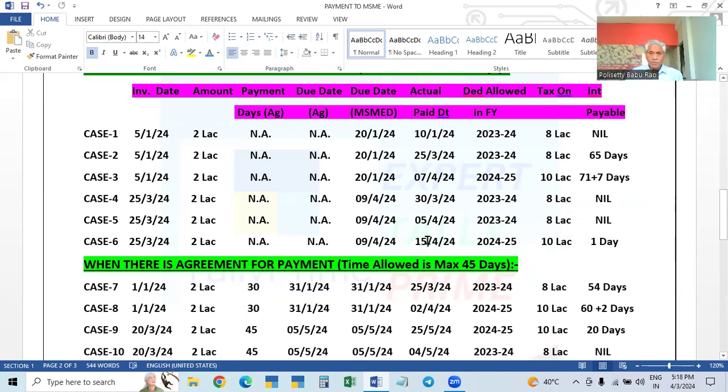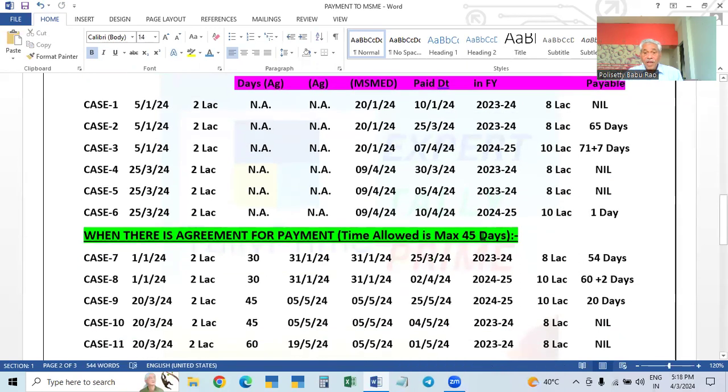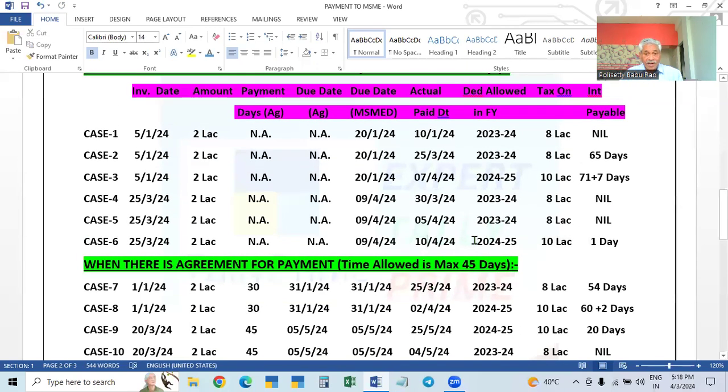We take it as 10th only, we will take up the class. I have to change that also. In 24-25 it is paid in the next financial year, so in 24-25 it will be allowed at that time. And here the delay is 1 day after the due date, so interest is paid only for 1 day.